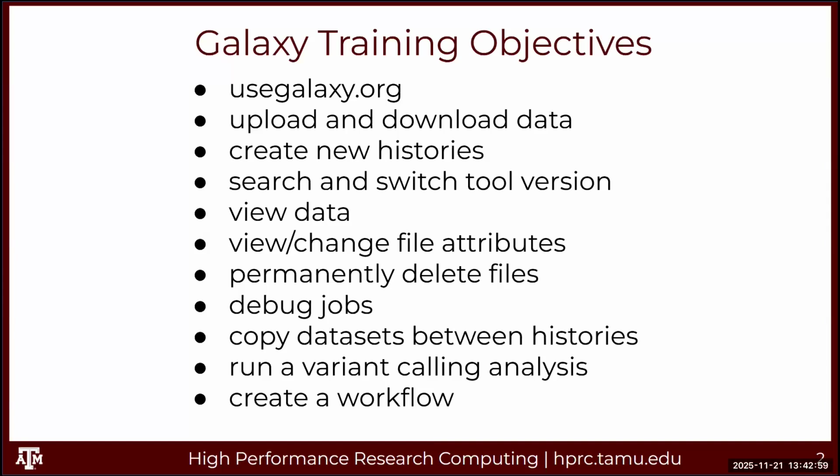We'll go through the process of uploading and downloading data and managing histories. I'll show you how to switch tool versions, and then we'll look at the file attributes. And then one important thing is how to permanently delete files. Permanently deleting a file will remove it from the file system. That way, any non-essential file is not taking up space on the file system. You can delete a file and then you can undelete it.